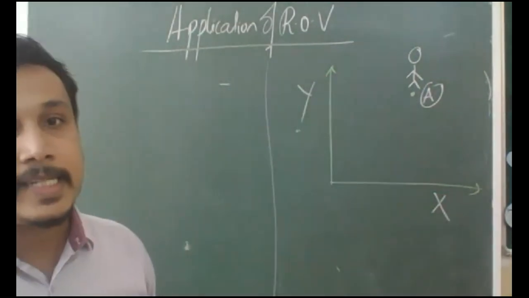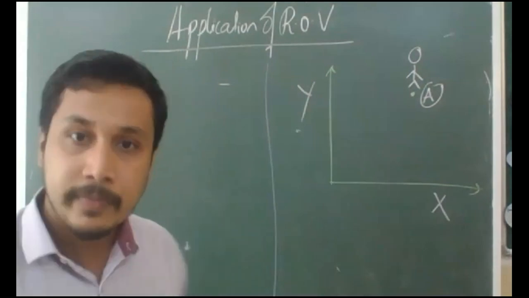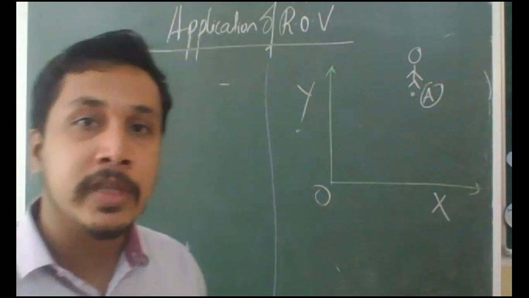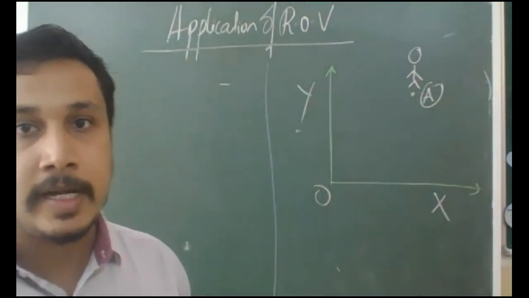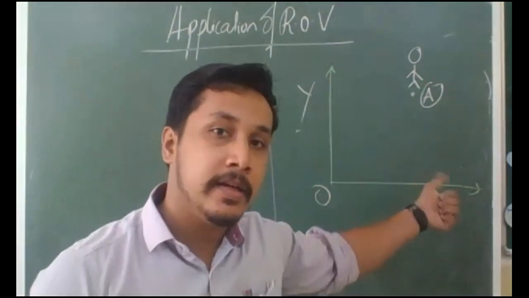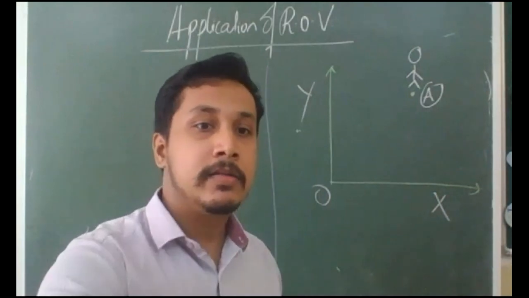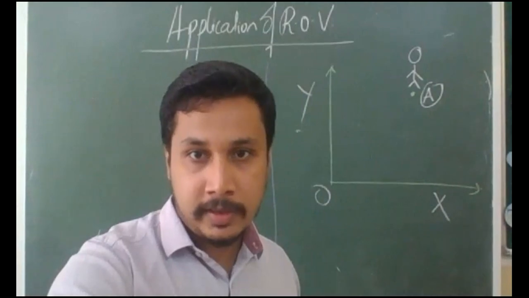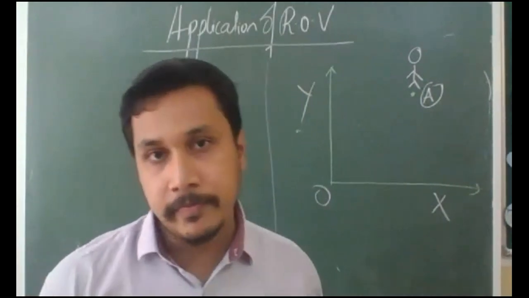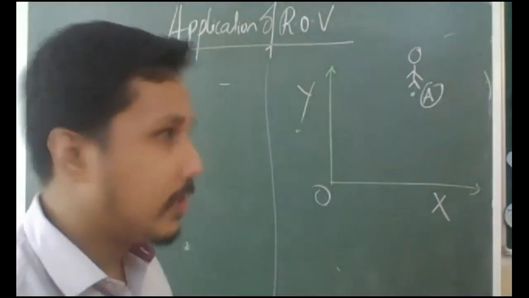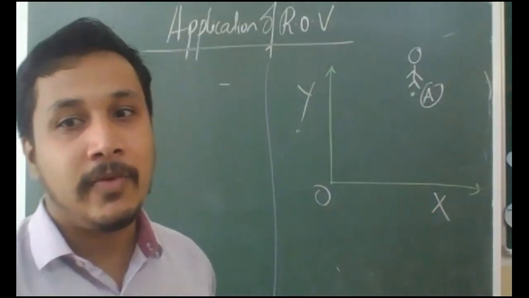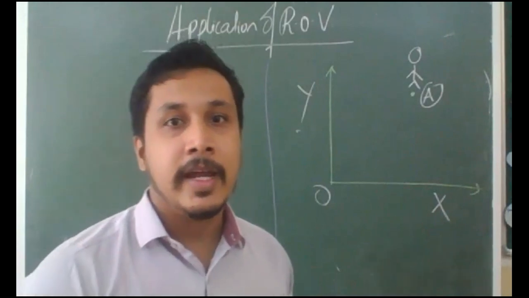Suppose a boy is standing in two-dimensional space. Which vector should I use to denote the position of a boy standing at O? Position vector.